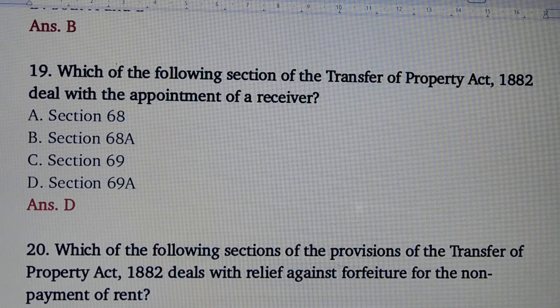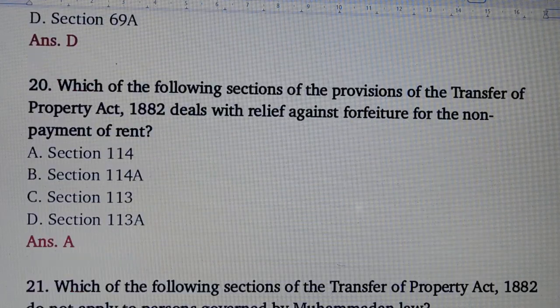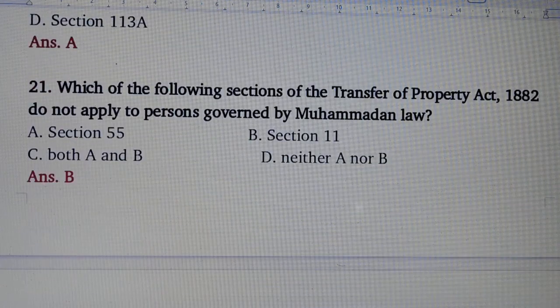Question number 19. Which of the following section of the Transfer of Property Act deal with the appointment of a receiver? Answer is option number D. Section 69A. Question number 20. Which of the following sections of the provisions of the Transfer of Property Act deals with relief against forfeiture for the non-payment of rent? Answer is option number A. Section 114.